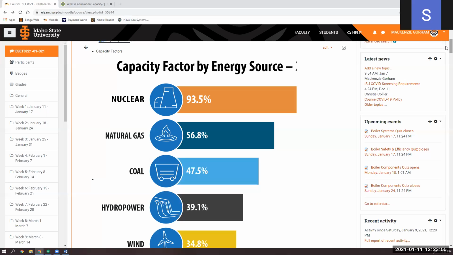Is that like the 2,000 megawatts per hour, or is that megawatts per day? 2,000 megawatts per hour is usually what we're looking at. It's a lot, yeah. Coal, nuclear, and natural gas have these higher capacity factors. This is typically what we call base load power.